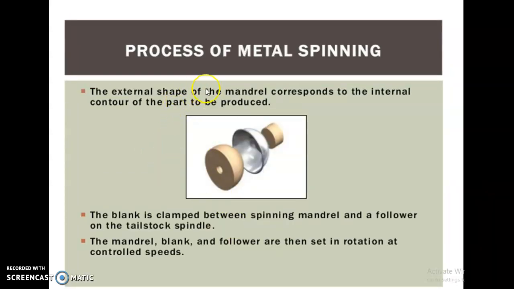The external shape of the mandrel corresponds to the internal contour of the part to be produced. So the blank is clamped between the spinning mandrel and a follower on the tailstock spindle. The mandrel, blank and follower are then set in rotation at controlled speeds. This is the mandrel, this is the blank, and both are set to rotation at the controlled speeds.